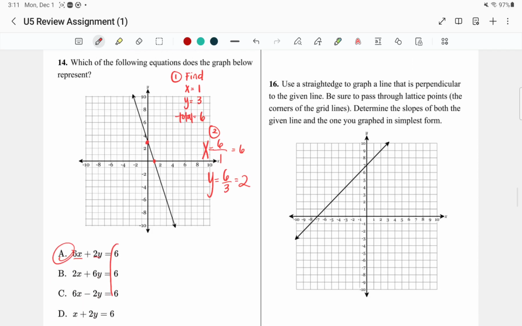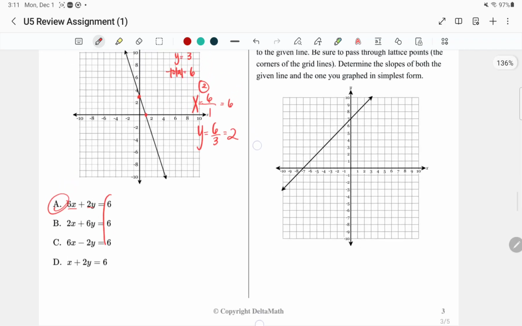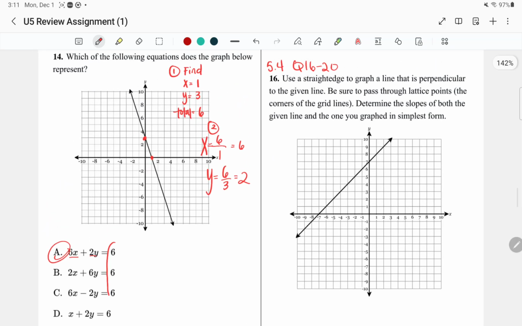And then we're on to 5.4. 5.4 is to the end, question 16 to 20. So the first question is going to ask you to draw a perpendicular line and then determine the slopes of both the given line and the one you graphed. So I like to start with the slopes.